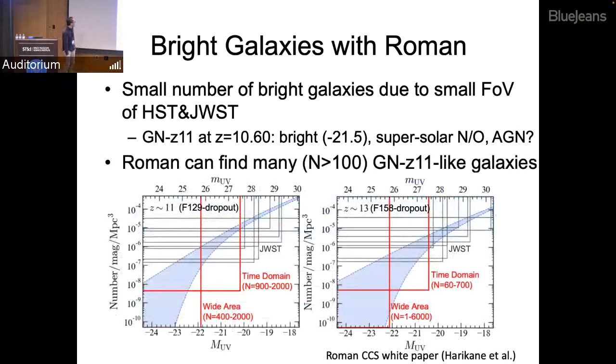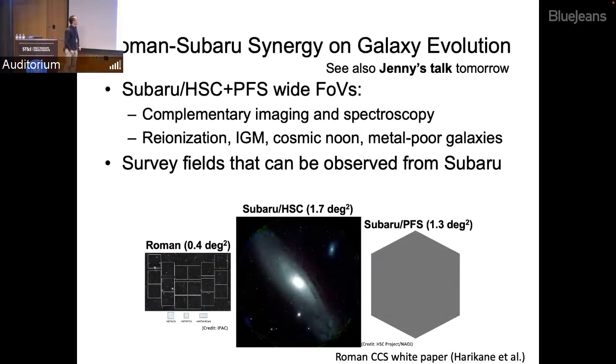And actually, we think that Roman can find 100 or 1,000 of this kind of very bright GNZ11-like galaxies. So by including long wavelength imaging observations in Roman surveys, we can nicely investigate the very rare and bright galaxies compared to JWST observations. Okay, so this is the last slide before my summary.